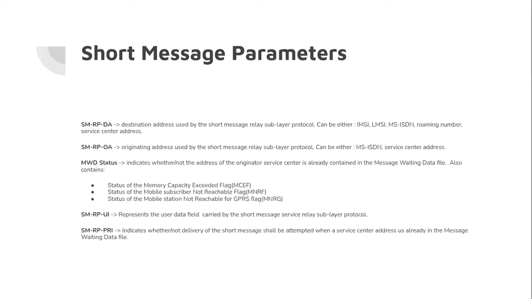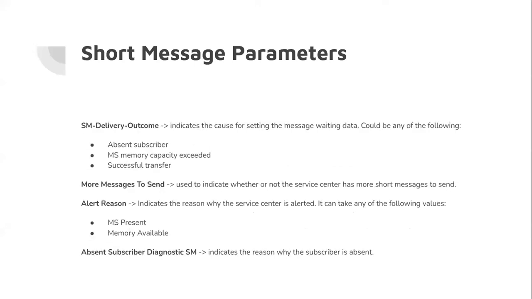Then we have the SMRP UI. UI means user information. This is what actually carries the actual message. Then we have what we call the PRI. This indicates whether, if you are found to be in the MWD, you should be sent the message. That can be either a 0 or a 1. A 1 means send, a 0 means do not. So that's what PRI stands for.